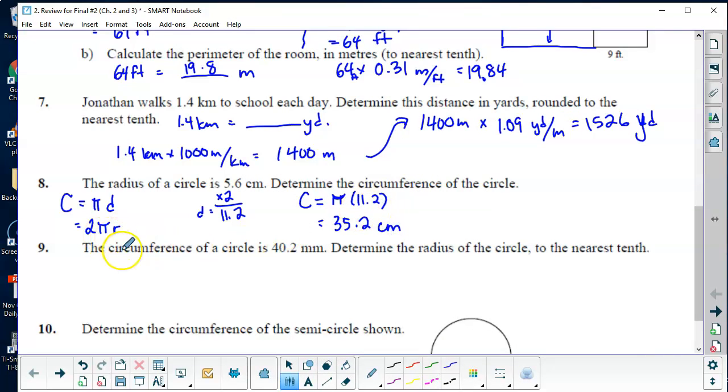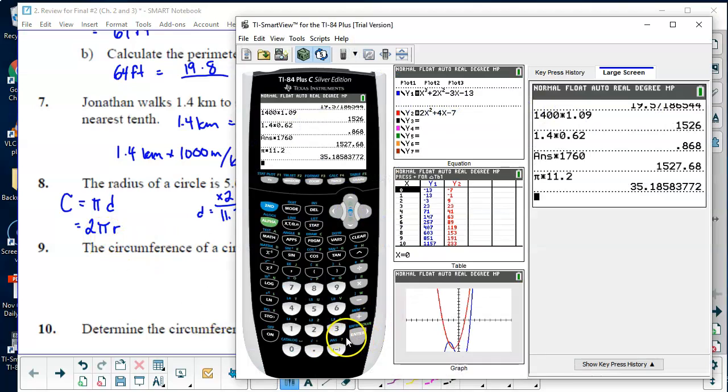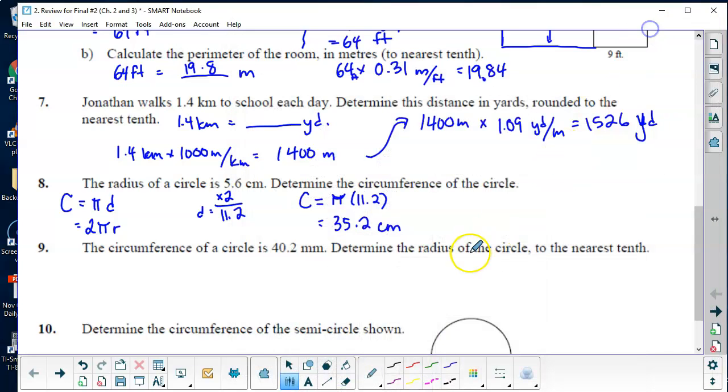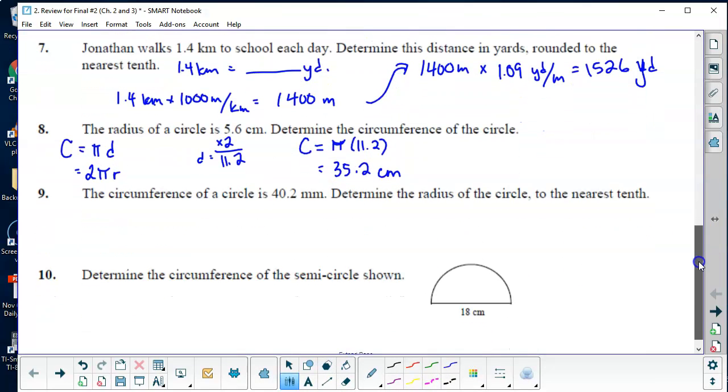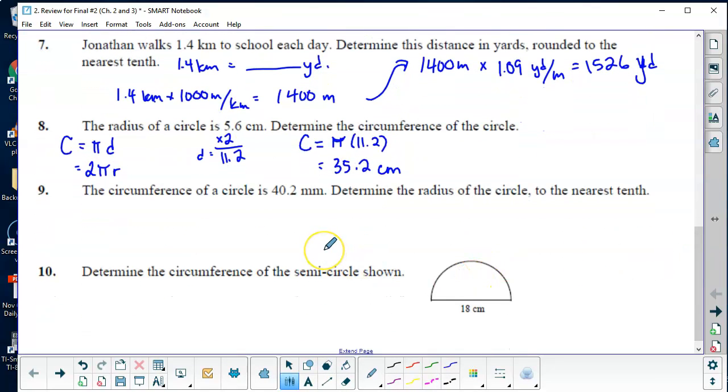Okay, if you did 2 pi r, let's just take a look. So 2 times pi times 5.6, we should get the same thing. Okay, so either way. Next one, the circumference of a circle is 40.2 millimeters. So now we're given the circumference, determine the radius.